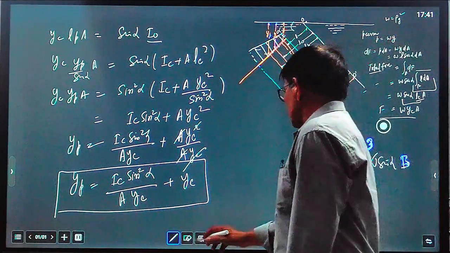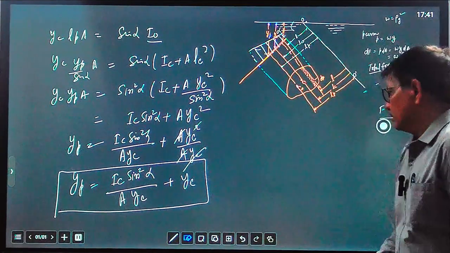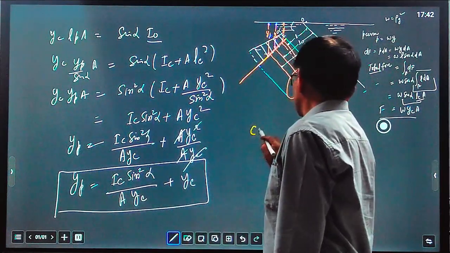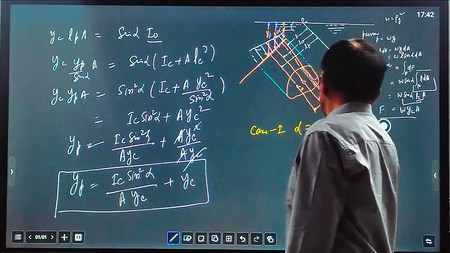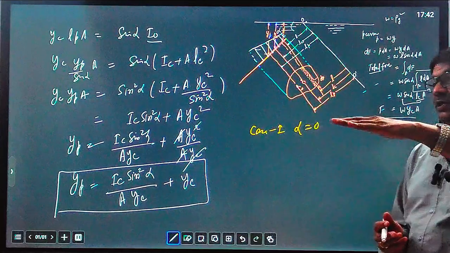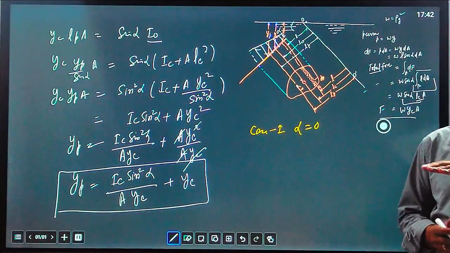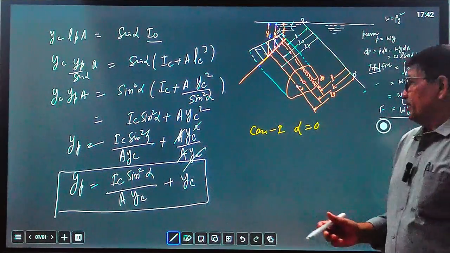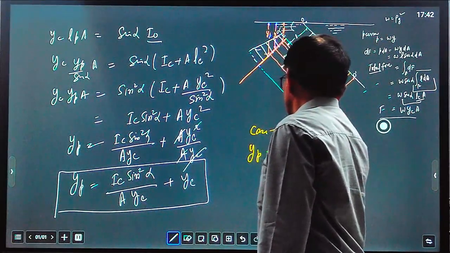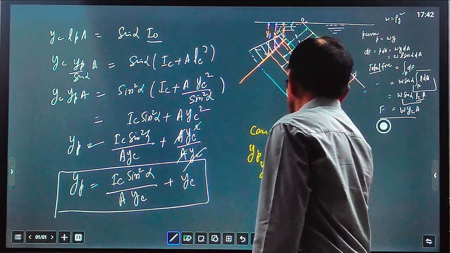By using this equation, we can derive other cases also. Let us see case 1, alpha equal to 0. When alpha equal to 0, the plane will be horizontal, means parallel to the free surface. So alpha equals 0, then this term will become 0. So Yp equal to 0 plus Yc, means Yp equal to Yc.